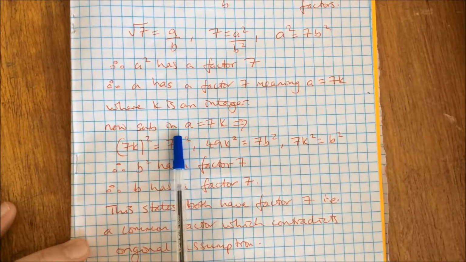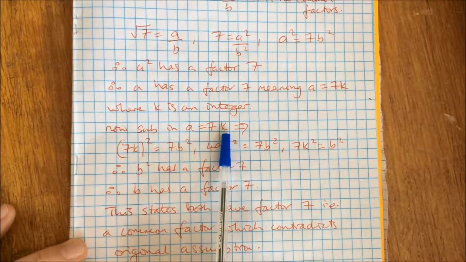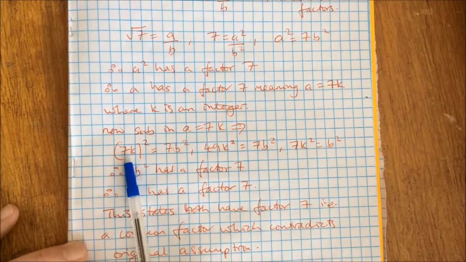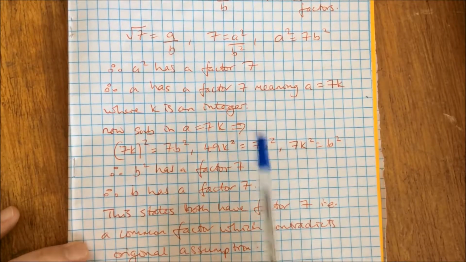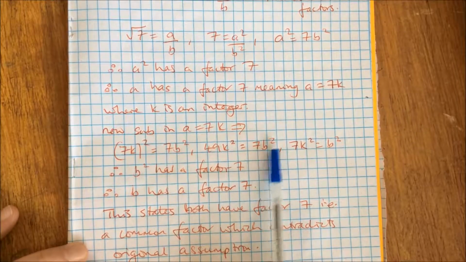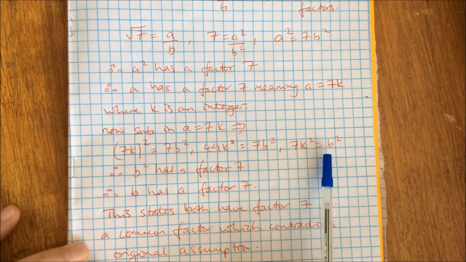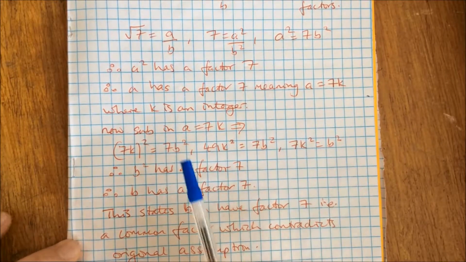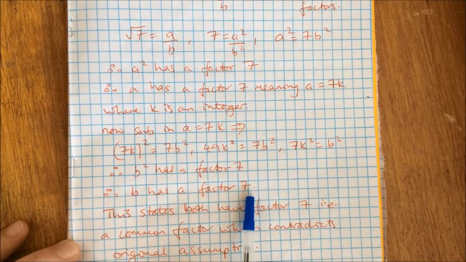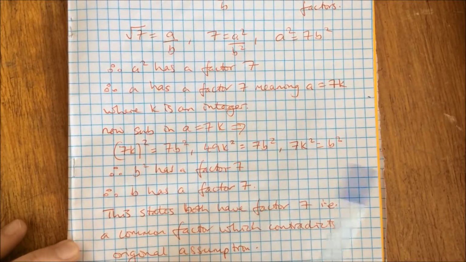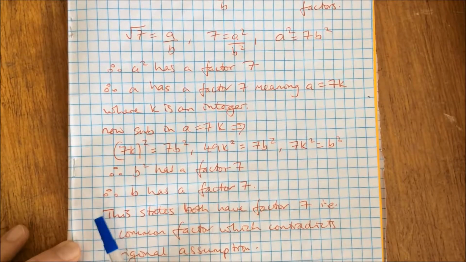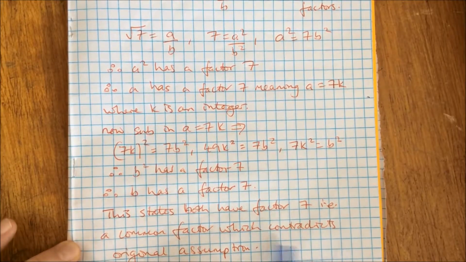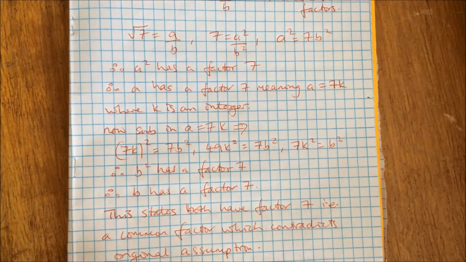So if we now sub in that value of a equals 7k, back up into a squared equals 7b squared, we get 7k all squared equals 7b squared, so 49k squared is 7b squared. So 7k squared equals b squared, therefore b squared must have a factor of 7 as well, and then obviously b has a factor of 7. But we've already said that a has a factor of 7, so this states that they both have a factor of 7, which is a contradiction to the original assumption.